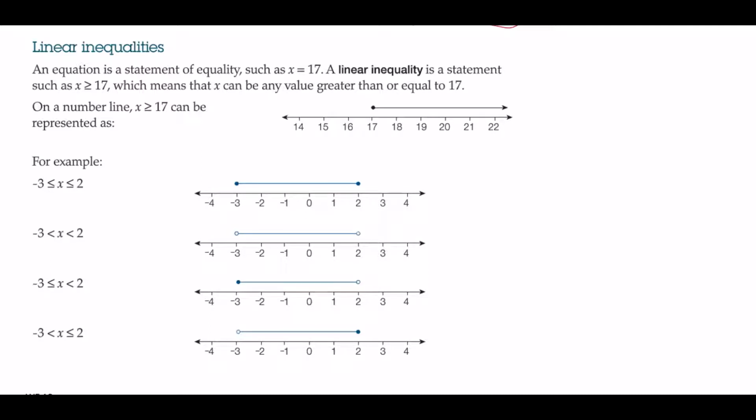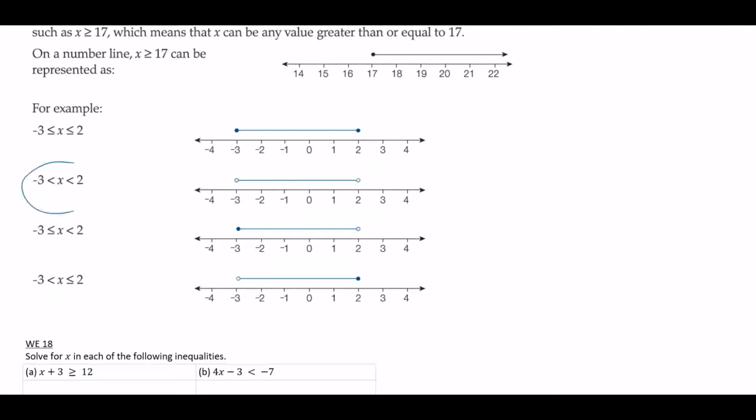Now, the one below it, the difference being negative 3 is less than x is less than 2, there is no equals to. So x can be any number in here, but not actually equal to negative 3, and it can't be equal to positive 2 either. So this is as opposed to when we're normally solving equations and you find one value. Now we're going to find a group of values, and this is how we're representing groups of values, with a number line or with an inequality.